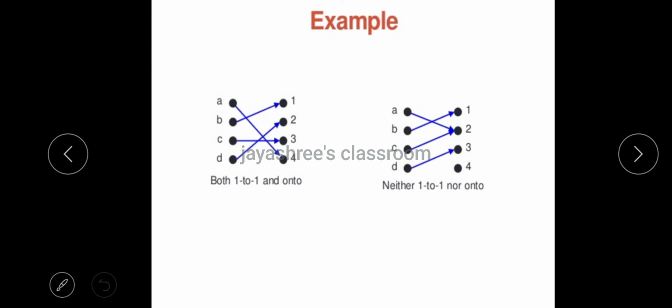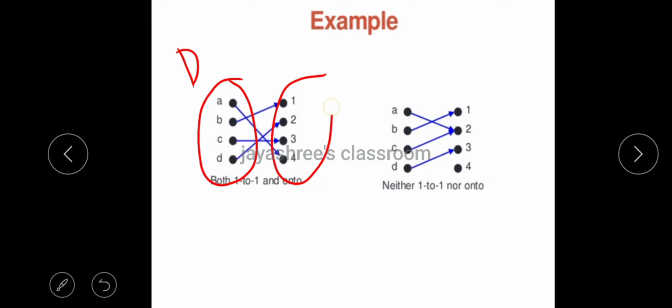Look at this example. See here, A, B, C, D, these are the members in the domain. Now look at the codomain. This is actually the range: 1, 2, 3, 4. Each member of the domain has a unique member in the codomain, and there are no free members in the codomain, in the range. Therefore, this is both one-to-one and onto. Therefore, this is a bijective function.